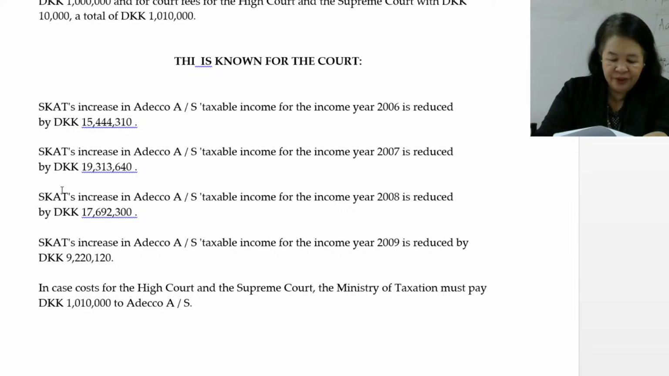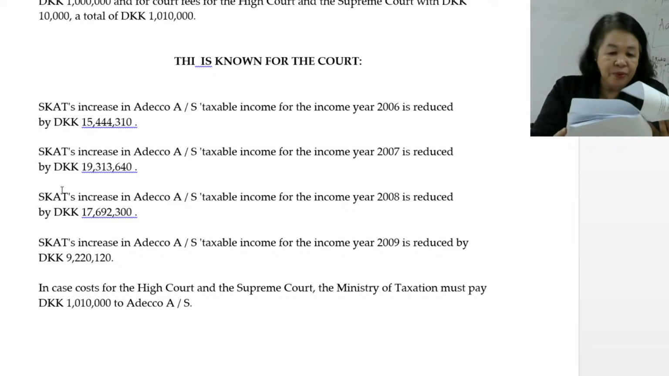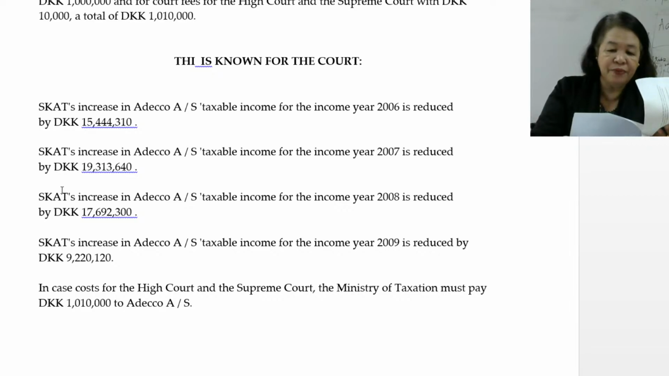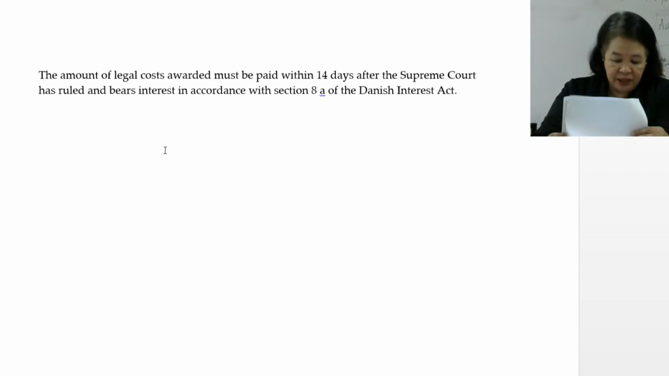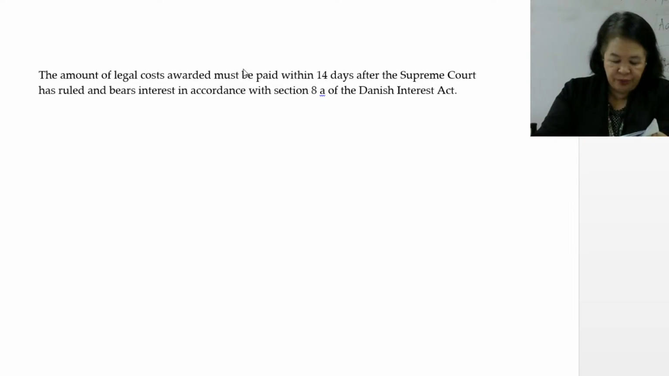And then the High Court and the Supreme Court, the Ministry of Taxation must pay the 1,010,000 to Adecco A/S, no? So, siya yung magbabayad sa Adecco. Yan po yung ano dito. And the amount of legal cost must be paid within 14 days after the Supreme Court has ruled and bears interest, no? So, yan po yung case natin on Adecco A/S versus the Supreme Court of Denmark, no?